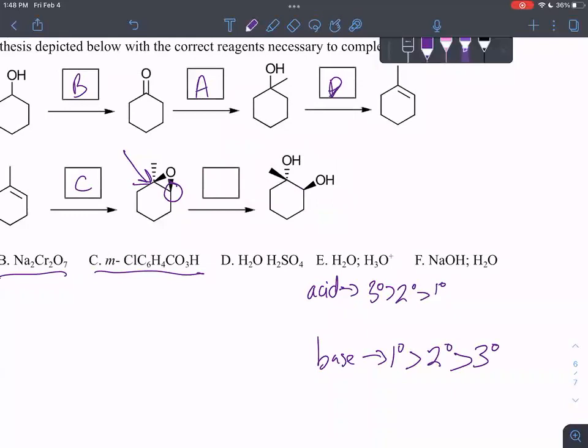It's going to be a struggle. So for all of those reasons, because we attack at the more substituted side, we know we use an acid catalyst, and the only one that has that is E.